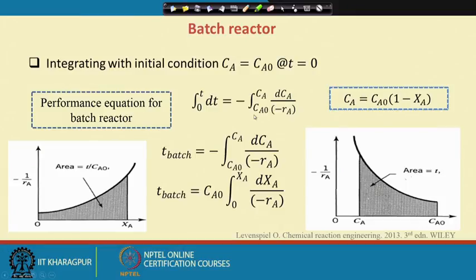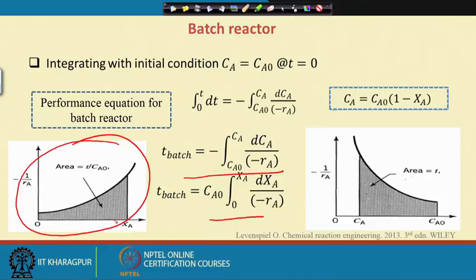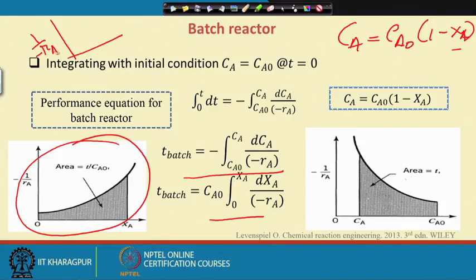Now this is exactly what I have done previously. This is how we can find it, and if your correlation is like this, we integrate from CA0 to CA, and I told you CA equals CA0 into 1 minus XA. So with respect to XA also you can do that. The XA will go from 0 to X. But we should understand that when we have the correlation between minus RA by CA, this is CA0 and this is CA, am I right? But when you draw this correlation with respect to X, then you start from 0 here. The same type of correlation will look like this.